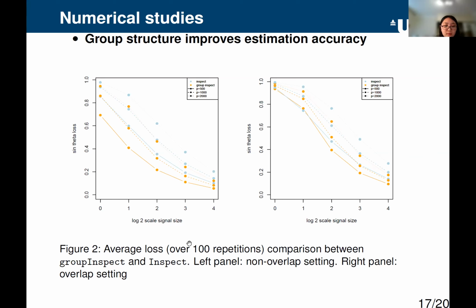We also compare the sine theta loss obtained from these 2 algorithms. We plot the sine angle loss against the log2 scale of the signal size. And from the plot, we can see that in general, the groupInspect can have a better performance than the inspect algorithm. If we look at the plot on the left, we can see that the groupInspect can achieve good performance even when the signal size is small.